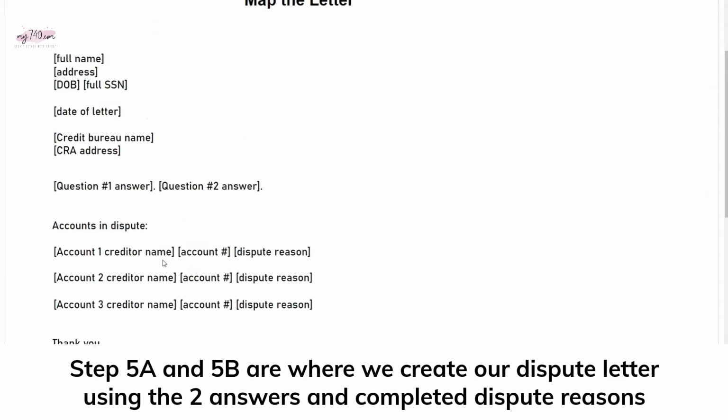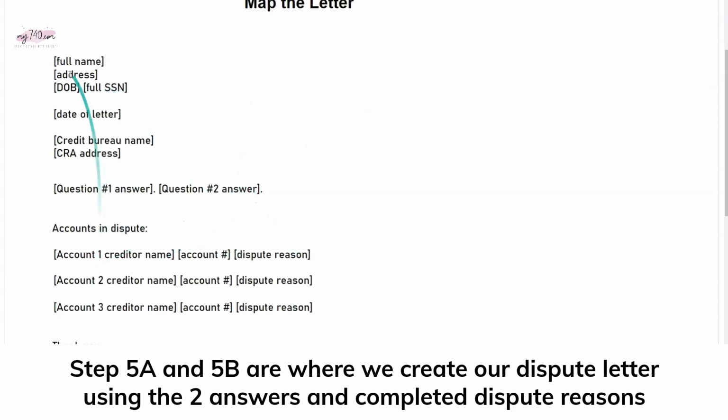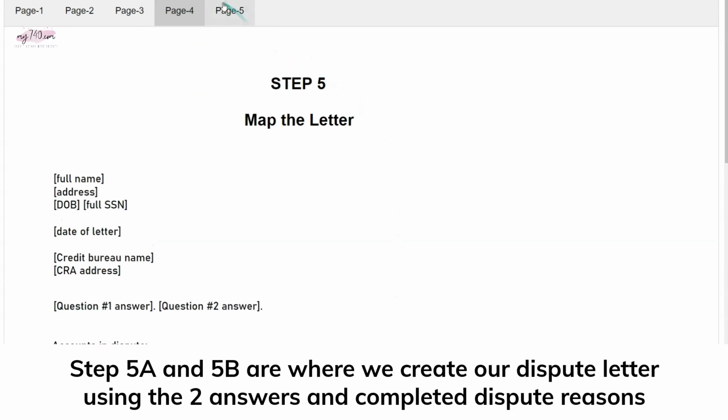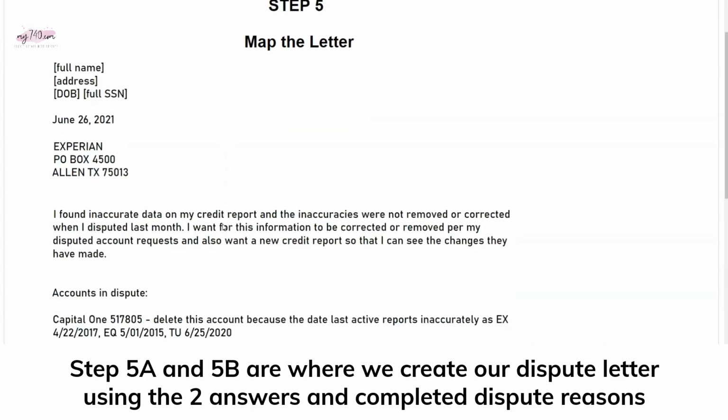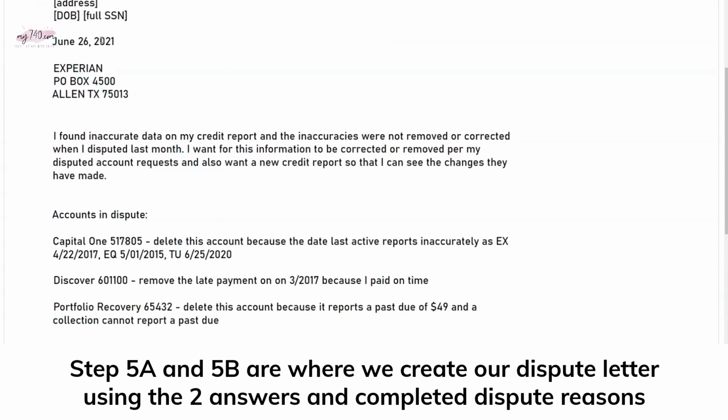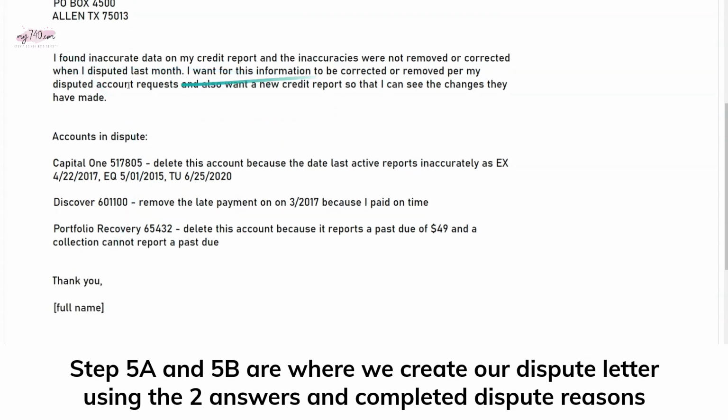That is why it's called factual based disputes. You see, if you're just guessing on things, then the bureaus have no choice other than to just reject you, right? But when you're saying, hey, I'm telling them why I'm writing this letter, there's my two answers to the two questions, telling them why I'm writing a letter, what I want them to do, and what I'm disputing. That is it. You see, it says accounts in dispute, and now I have my three accounts: Capital One, Discover, Portfolio Recovery. And it's exactly using the Gerald formula.